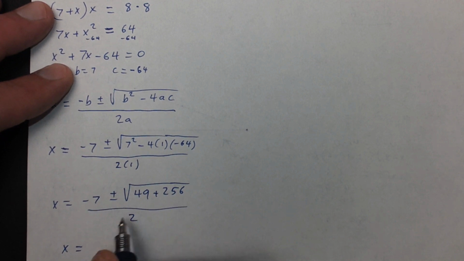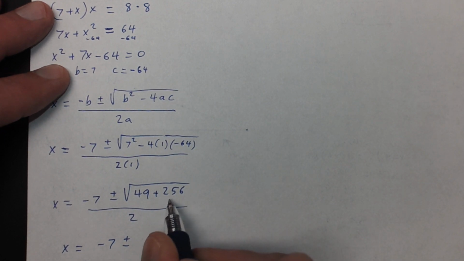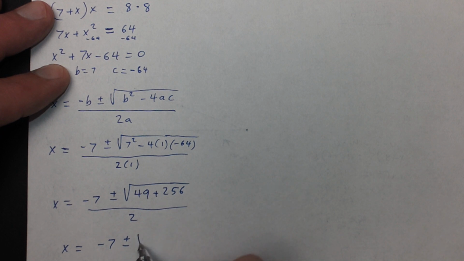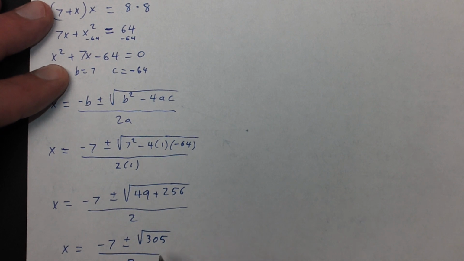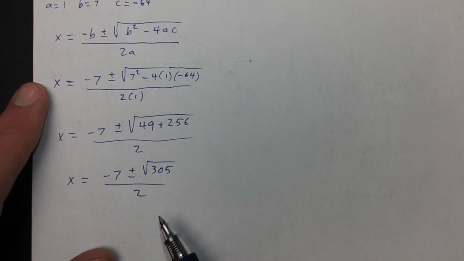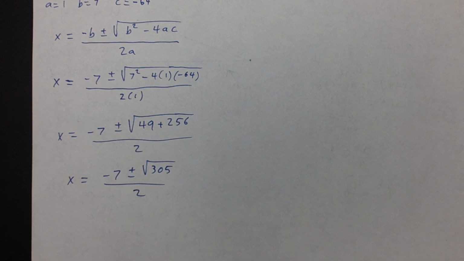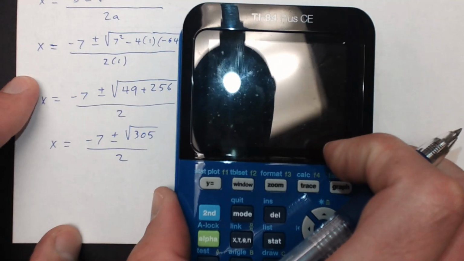X, I just need to simplify that radical. X is equal to negative 7 plus or minus the square root of 49 plus 256. That's going to be 305. So I have the square root of 305 divided by 2. And that's really your answer. There's 2 of them, of course. One of them is going to be positive and one of them is going to be negative. So if you plug these into your calculator, let me just do that now.